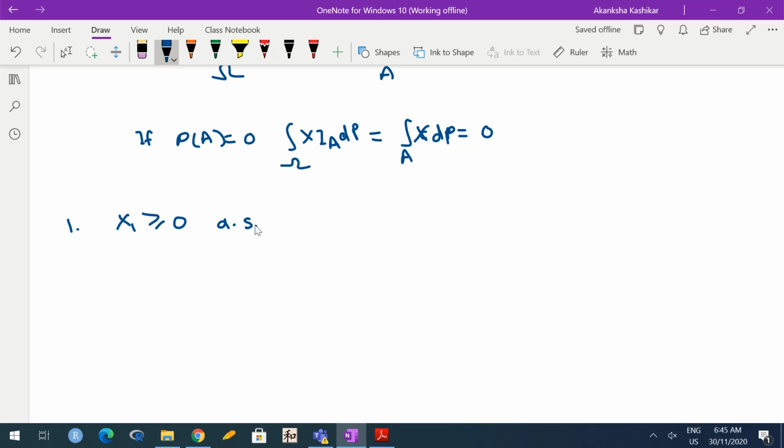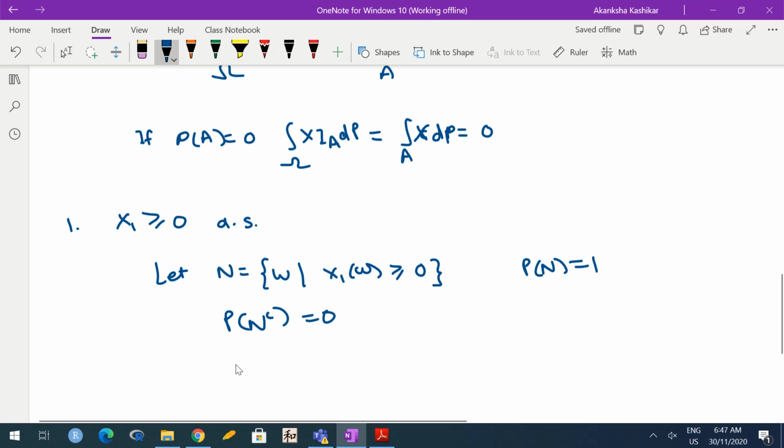Okay. So we can say that, let N be a set. So let N be the set of all those omegas such that X1(omega) is greater than or equal to 0. Okay. And what we know is probability of N is 1 because X1 is greater than or equal to 0 almost surely. So this means, so expectation of X1 can be written as the integral of X1 dP over the entire omega. Okay.